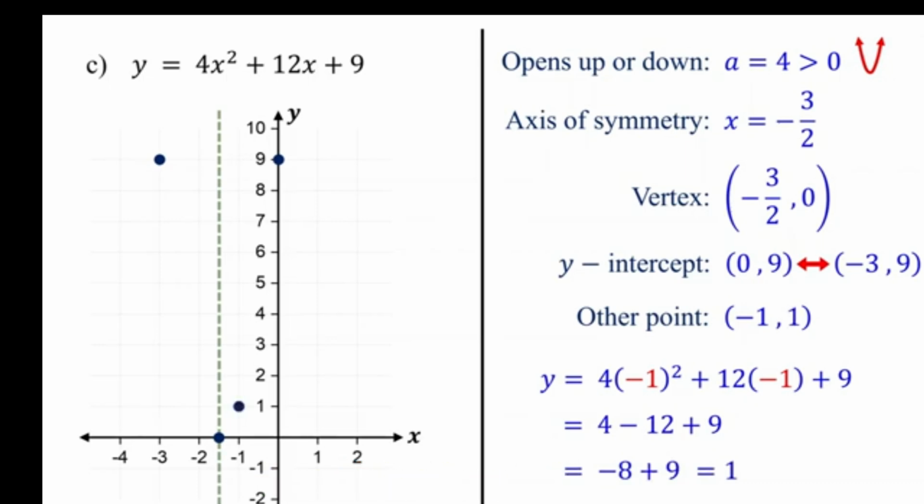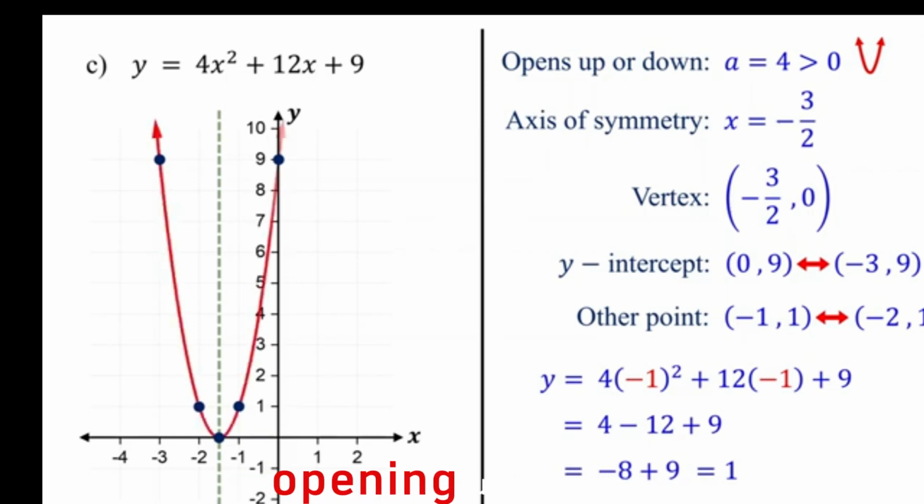Then, locate a point symmetric to this point across the axis of symmetry. This point is 0.5 units to the right of the axis of symmetry. So, a point 0.5 units to the left of the axis of symmetry, which is (-2, 1), is also on the parabola, right? By the way, if you want to make your graph more accurate, you can add more points like this. But 5 points are good enough to plot a decent parabola. Finally, connect these points to plot a parabola opening upward.